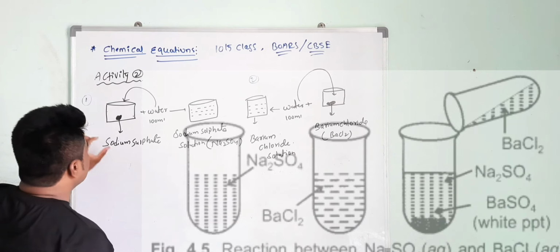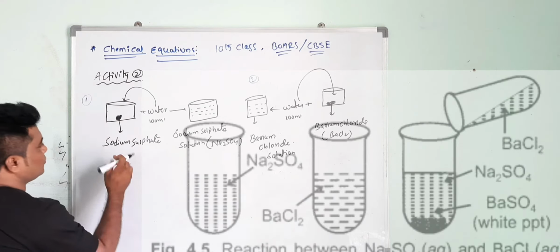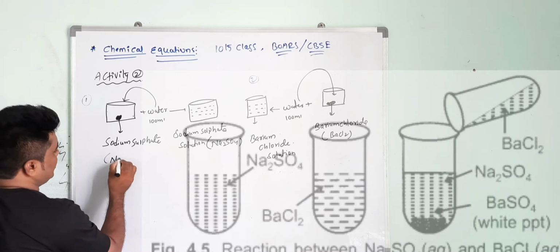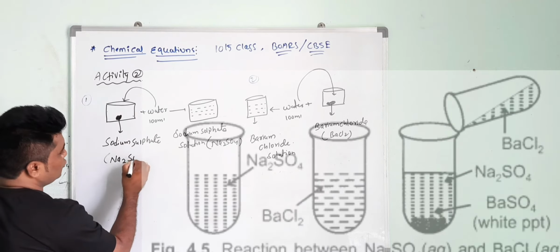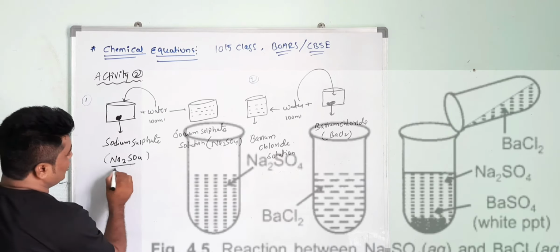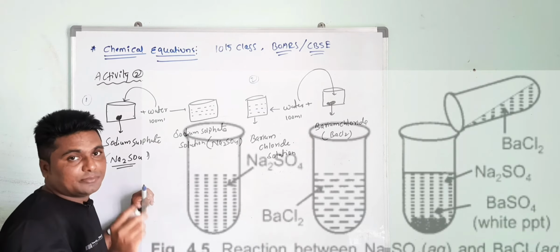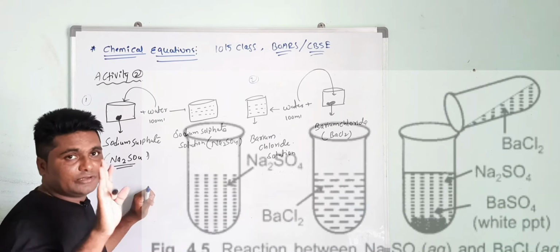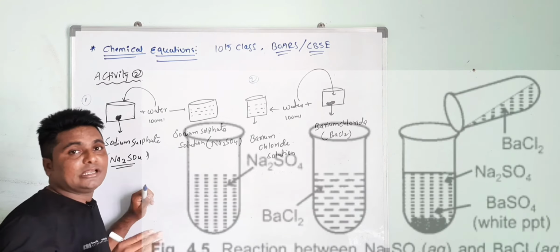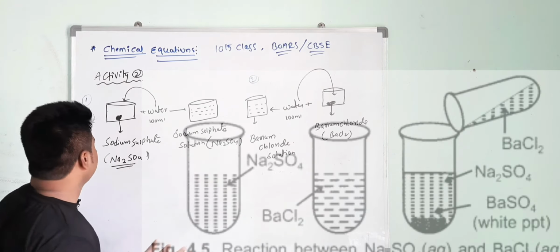So first, dissolve the sodium sulfate. What is the formula of sodium sulfate? Sodium Na2. You know how to write the formula. You must have studied in 9th how to write a chemical formula. Also, in this lecture I will explain how to write chemical formulas based on valencies.